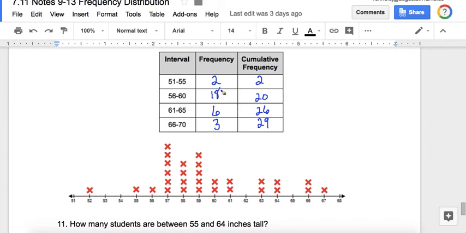It says how many students are between 55 and 64 inches tall. So I have to count all the x's between 55 and 64, which is all of these. And I'm going to save you some time. Trust me, there are 25 students. Okay, so write down 25 students here.